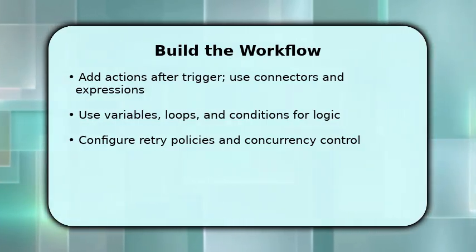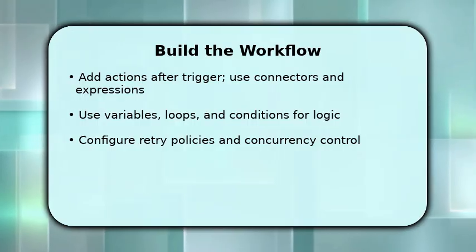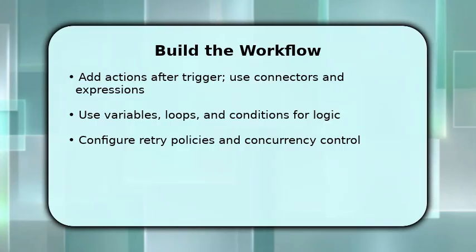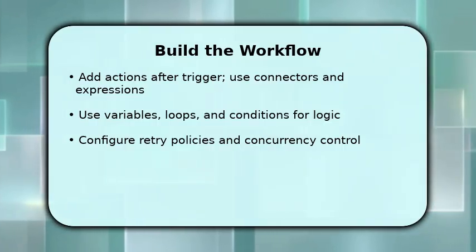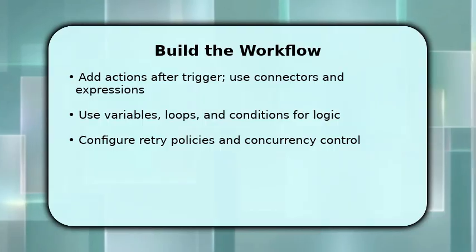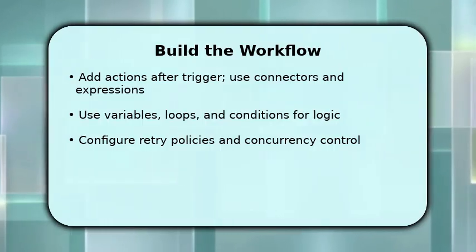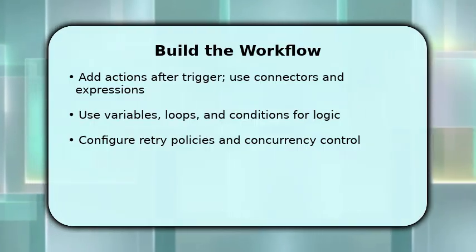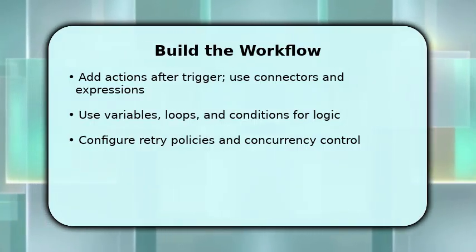Use expressions for transformations. Make sure to use variables and scopes to keep state, then add for each loops and condition controls for branching. Also configure concurrency and retry policies so transient failures don't break the flow. As you build, test small segments to validate inputs and outputs before adding complexity.